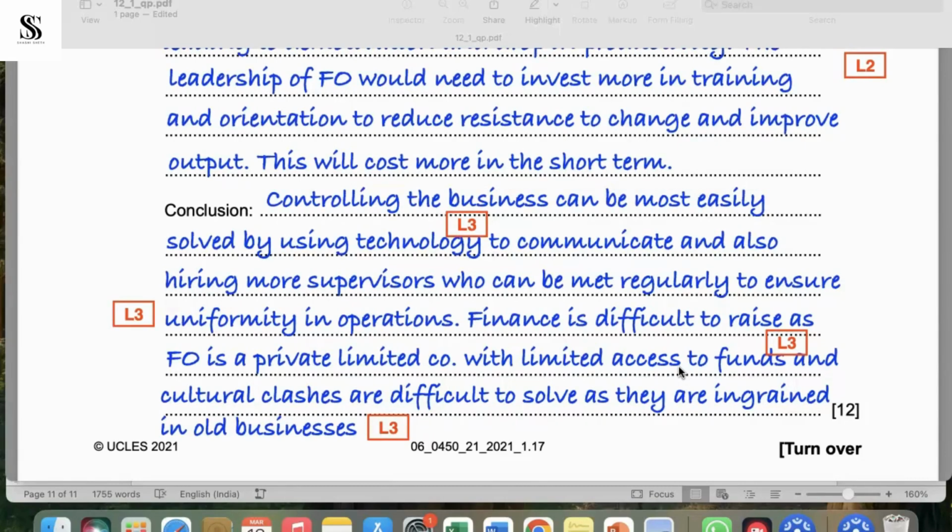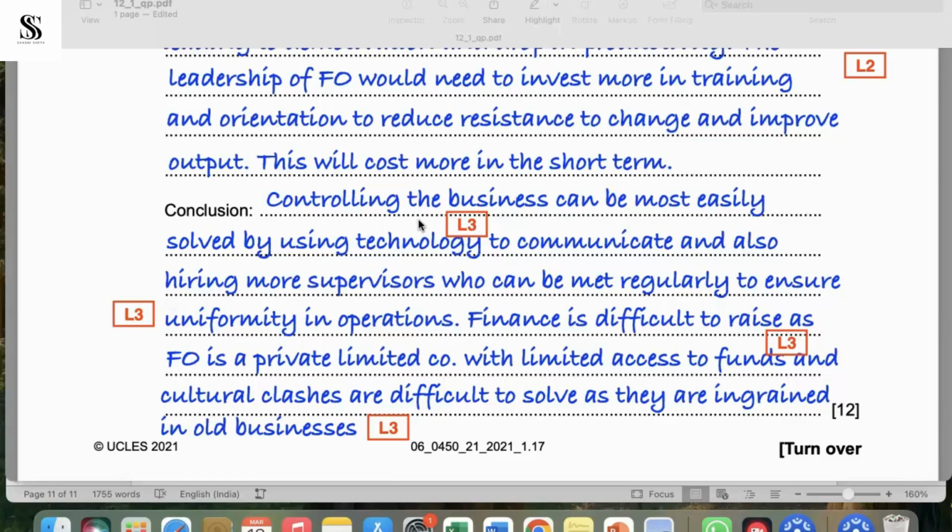Now a final decision has to be made as to which is the most solvable, the easiest to solve problem. And here I have chosen controlling the business, which can be most easily solved by using technology to communicate. So I have given a reason why I think it's the easiest to solve. And before I go further, just remember that you can choose any option. There is no hard and fast rule. There is no right or wrong answer.